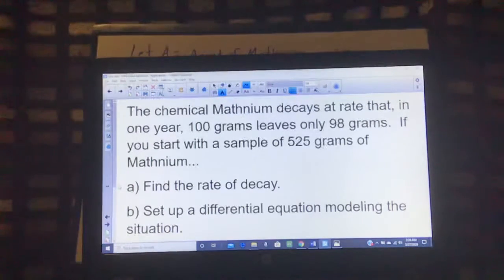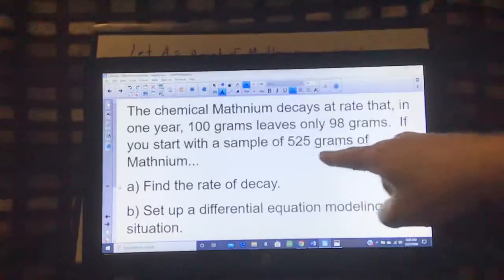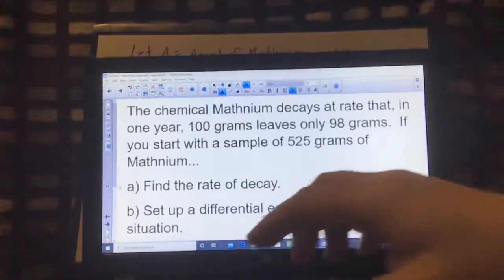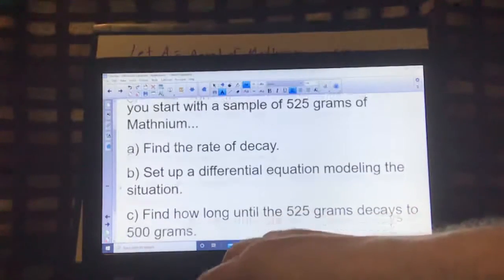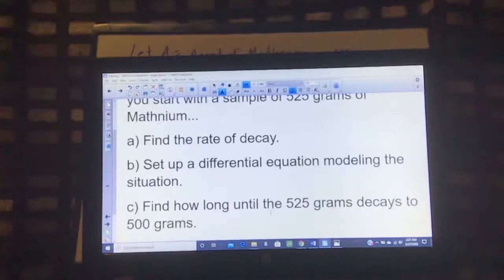Okay, so as promised, the solution to the mathnium problem. Your goal was to first find what was the decay rate. I'll show that. You should have found that it's decaying at a rate of 2%. And then if you start with a sample of 525 grams of mathnium, first set up that differential equation that would model the situation, and then you'll get an exponential function. Use that to figure out how long until there's 500 grams.